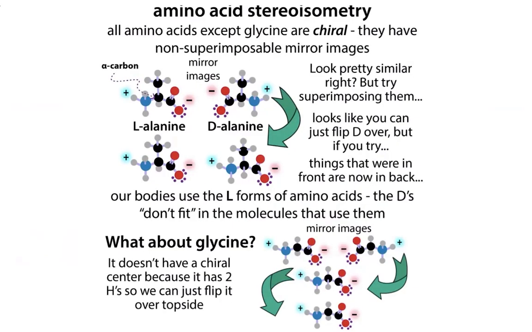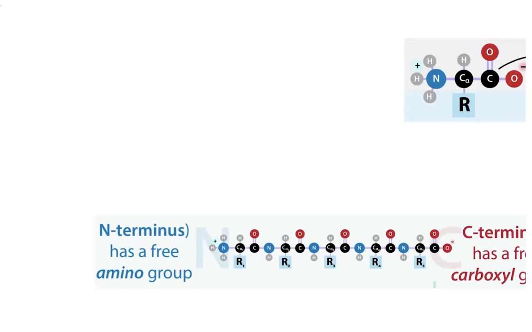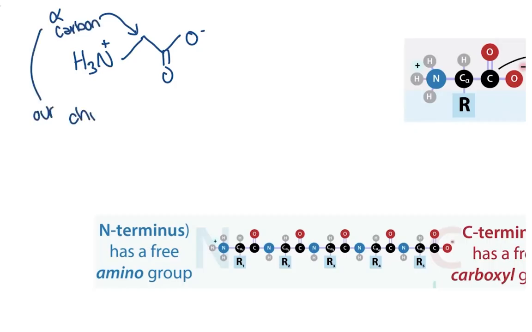Now, the chiral center in these molecules is what we call the alpha carbon. The alpha carbon is the carbon attached to the R group, the unique side chain. On one side, it has the carbonyl, and on the other side, it has the amine group. The R group is going to be sticking up and out or down and back. So if we were to draw out an amino acid, we have our H3N+, then our alpha carbon, then our carbonyl carbon as part of the carboxylic acid. So this right here is what we call the alpha carbon, and this is going to be our chiral center.